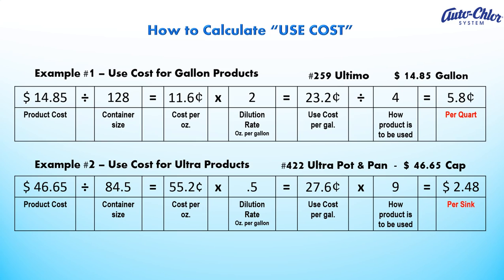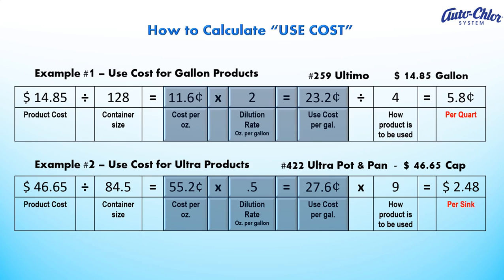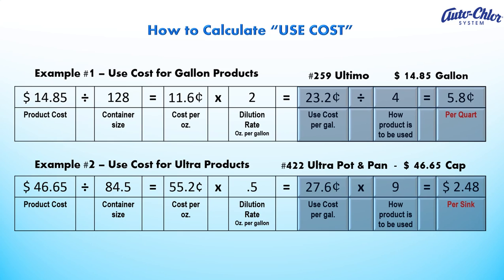In breaking down use costs, it is basically into 3 different sections. The first section is we take the cost of the product divided by the container size and we get our cost per ounce. Next, we take that cost per ounce, we multiply it by our dilution ratio, and we get our first use cost per gallon. And lastly, we take our use cost per gallon, we multiply or divide based on how the product's being used, and we get our final use costs. Let's break down each one of these sections to learn how these work.